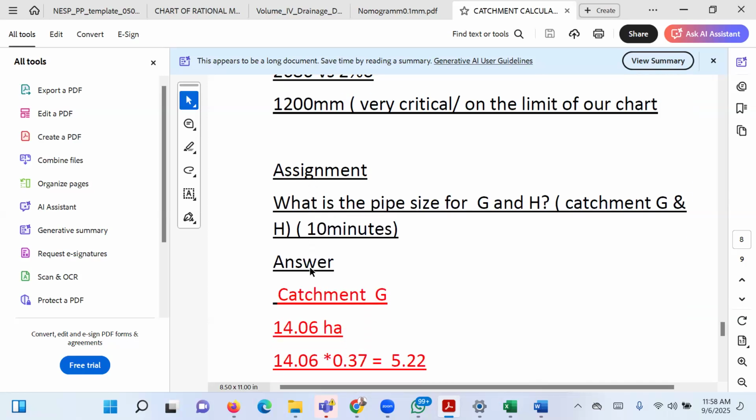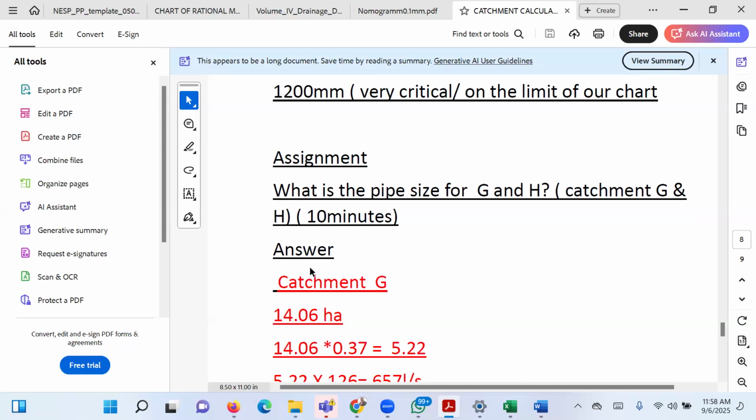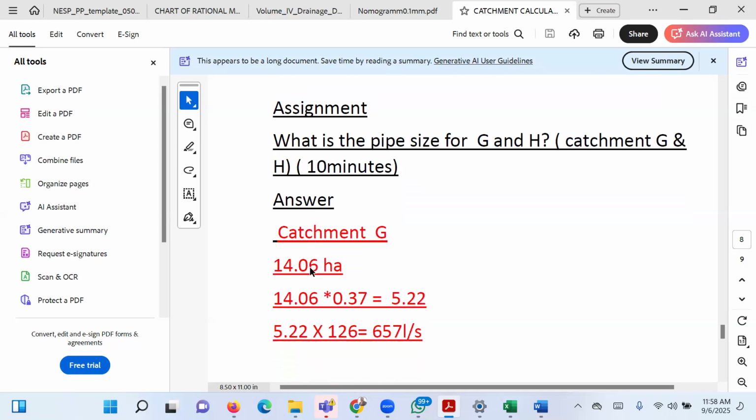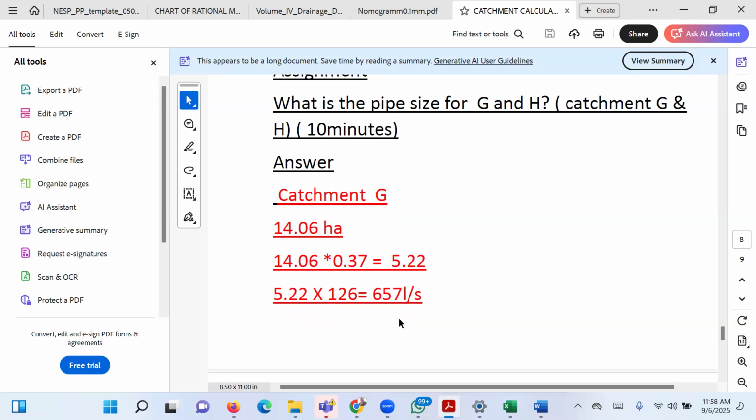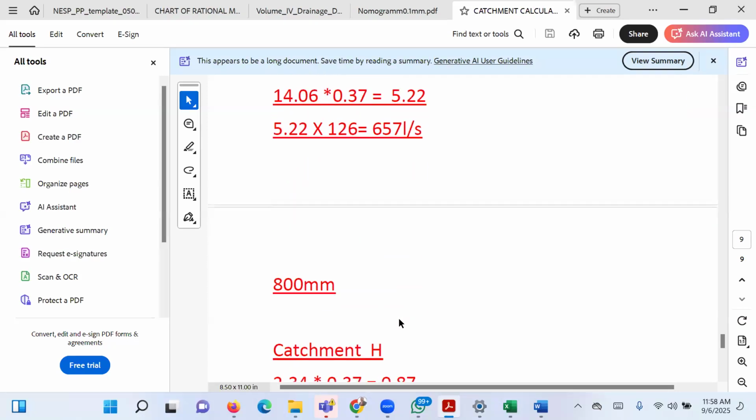So I give an assignment here. I say, what is the pipe size of catchment G? So catchment G is 4.06 hectares. The effective area will now become multiplied by the runoff coefficient, which is 5.22, and that will give us 6.57. So catchment G is simply the nominal pipe size of 800 mm.